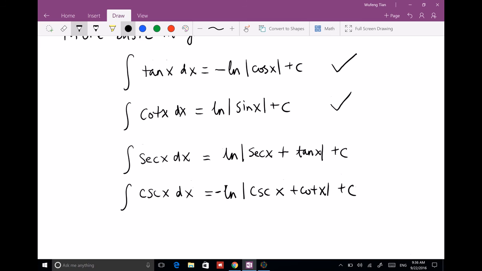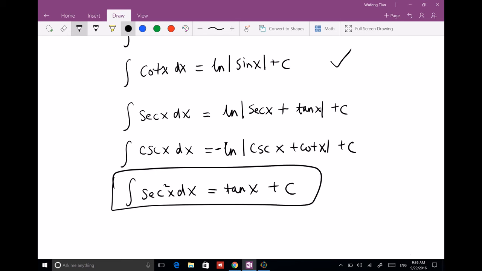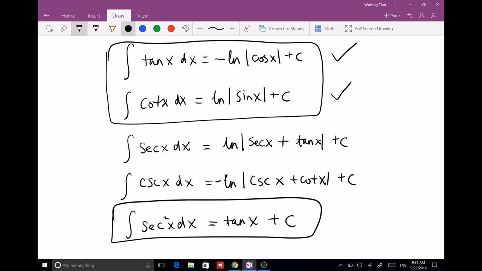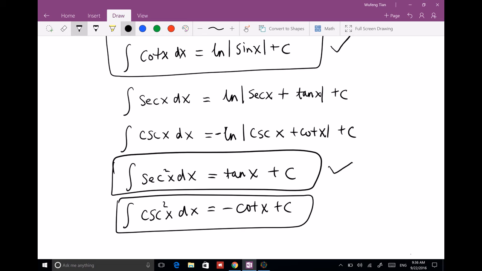Okay. And the next one is secant squared. The antiderivative of secant x squared dx equals tangent x plus c. We use this a lot. And sometimes this too. We have used this one and also the other one, cosecant x squared dx equals negative cotangent x plus c. These two are used more. Oh, and this one as well.